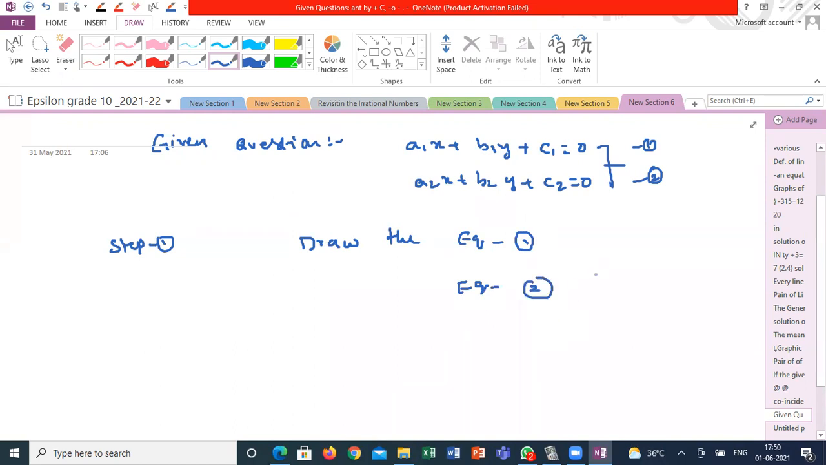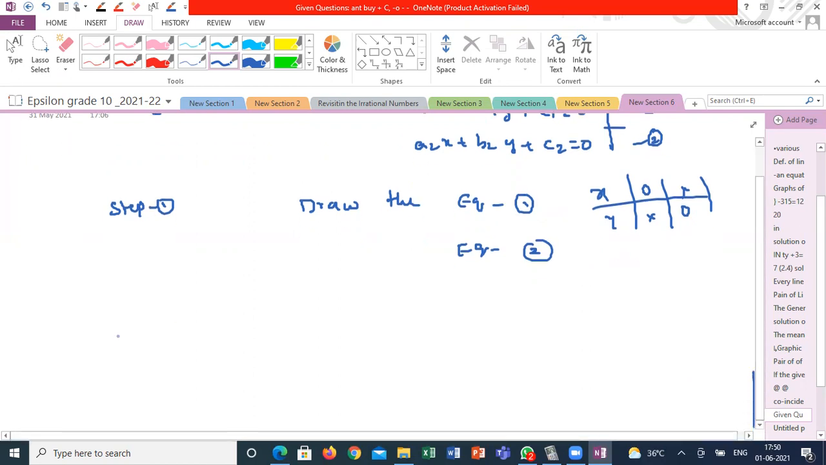Generally, I will take x, y. If x is 0, what is the y value? If y is 0, what is the x value? I will draw the graph. Both the equations I will do like that only. It's your convenience. I am not going to restrict how to draw the graph. That's your wish.